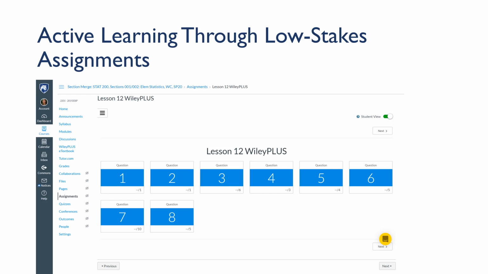The first assignment my students complete in each weekly lesson is a Wiley Plus assignment. This is really low stakes because they have unlimited attempts on each question. I think it's important that they have those unlimited attempts to reduce some of the fear of failure. Statistics is an anxiety-provoking discipline for many of our students, so anything we can do to bring that anxiety down so they can focus on learning can make a positive difference.